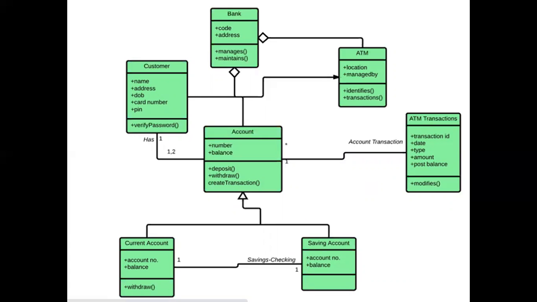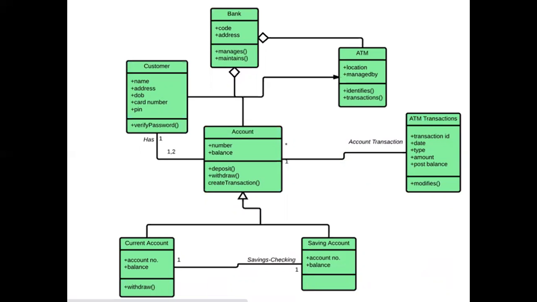Next, the account is a generalization. There are different types of accounts. Account is the superclass, and saving account and current account are subclasses. So the relation between account and saving account is generalization. Generalization means the relation between account and saving account is represented by the superclass and the subclass.